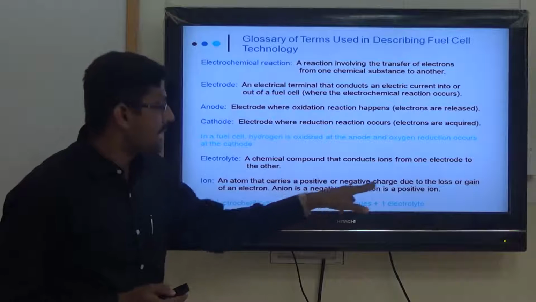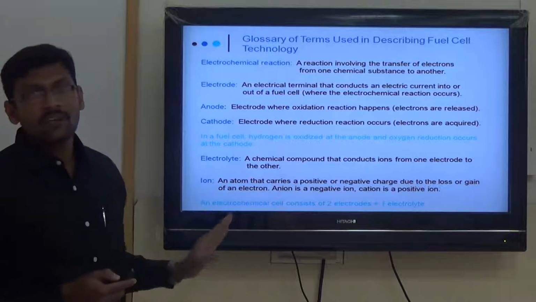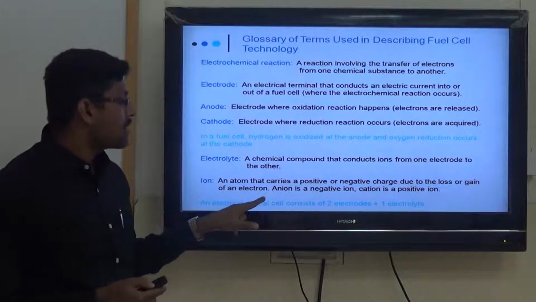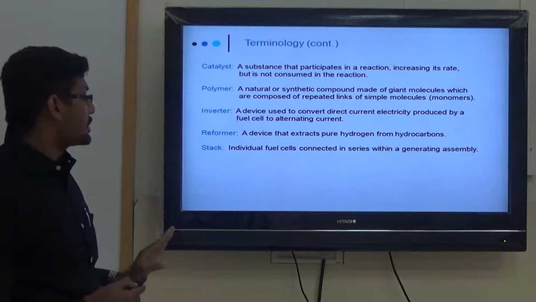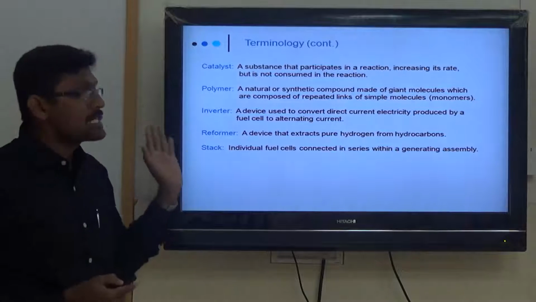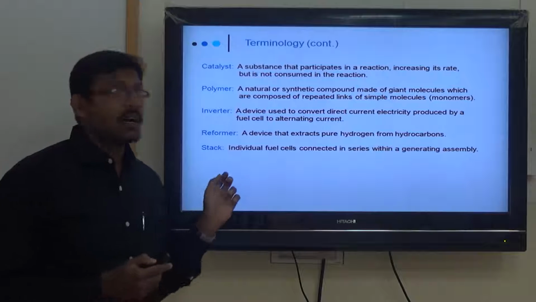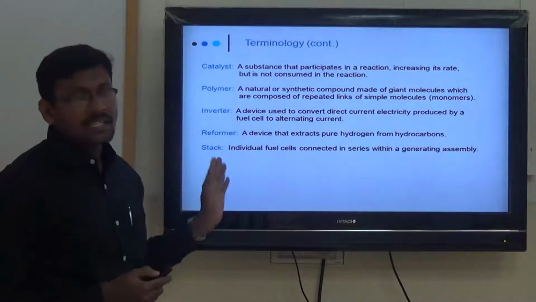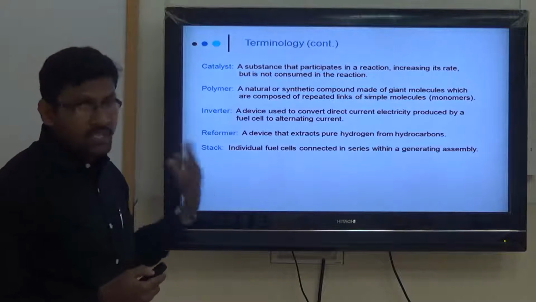A positive or negative charge arises due to loss and gain of electrons. An anion is a negative ion and a cation is a positive ion. And then catalyst. A catalyst is a substance that participates in the reaction in order to increase its rate, and is not consumed in the reaction.